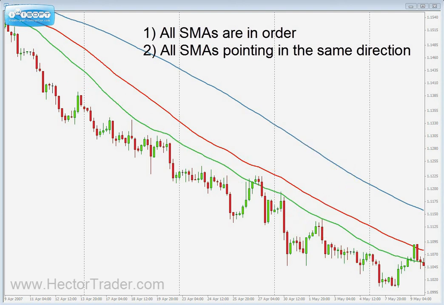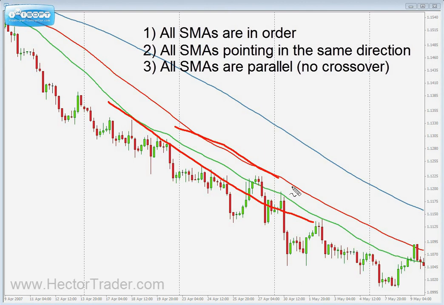certainly in place. The third condition is that all the three moving averages are parallel to each other, or if you prefer, that there are no crossovers, okay? And once again, as we can see, there are no crossovers whatsoever on the screen, all right?